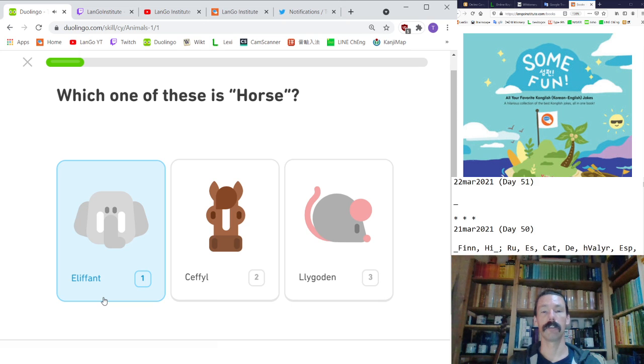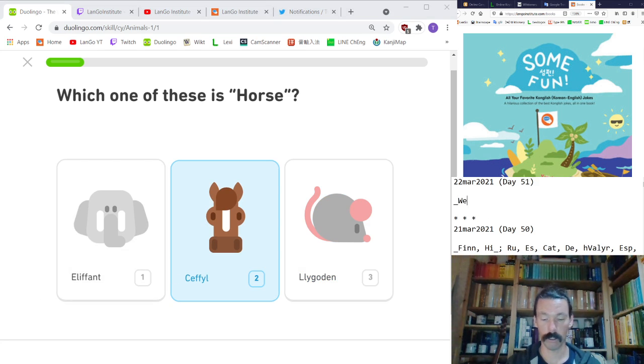Ceffyl is from... Okay, we're doing Welsh today. To build the language. Ceffyl is from Latin. So it's not directly descended from it, but taken from. So let me use this kind of an arrow. Borrowed from Latin.